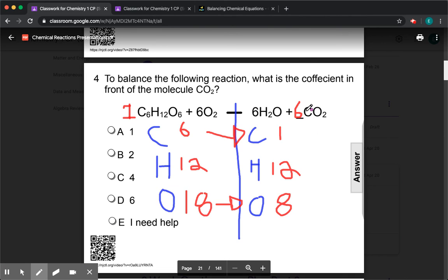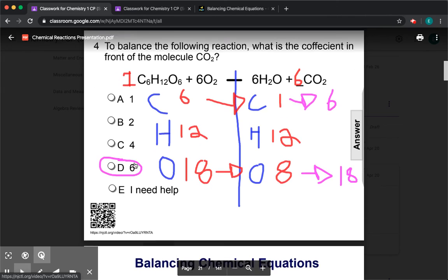If you make that edit, now what are our new numbers? If I make this a 6, now instead of 1 carbon, we have 6 carbons. And instead of just 8 oxygens, now we have 6 plus 12, which gives us 18. So by making this a 6, everything is balanced. 6 carbons, 12, 12, 18, 18. So the answer here would be D.